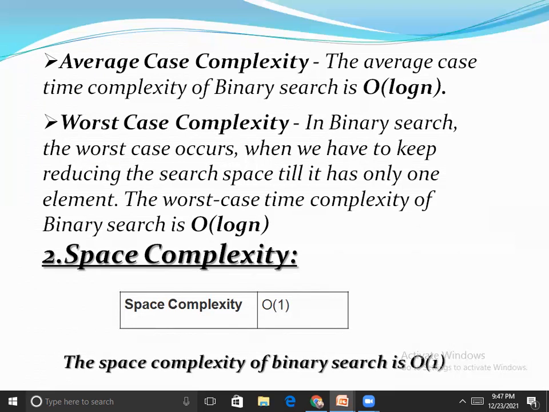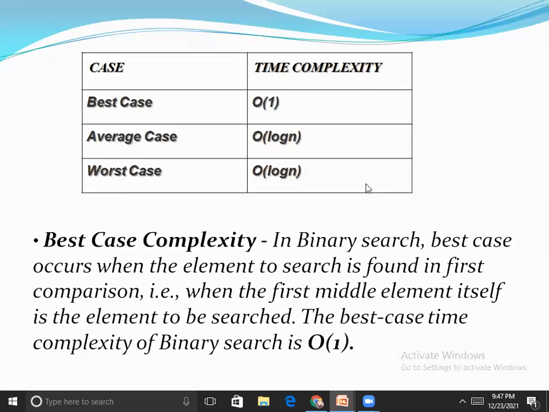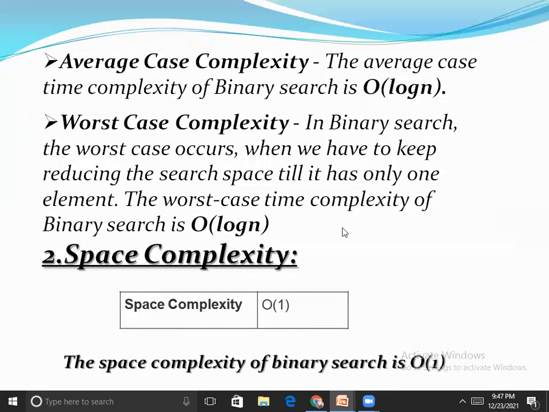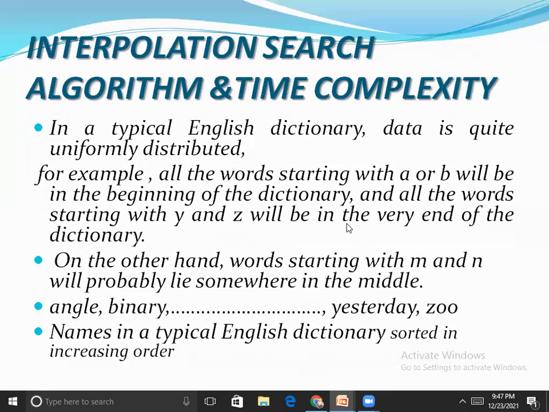Now coming to space complexity. Space complexity of binary search is big O of 1. Now concluding, we can say that the best case complexity of binary search is big O of 1, average case is big O of log n, and worst case is big O of log n. Here are the time complexities of binary search in various cases. Now, interpolation search, its algorithm and time complexity.